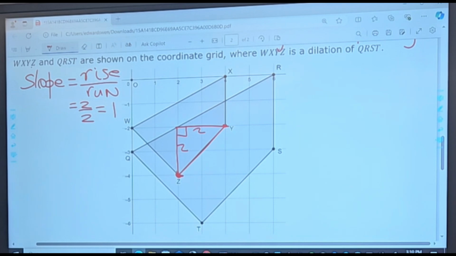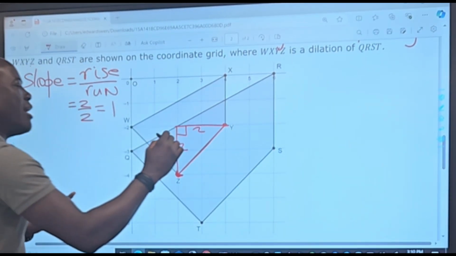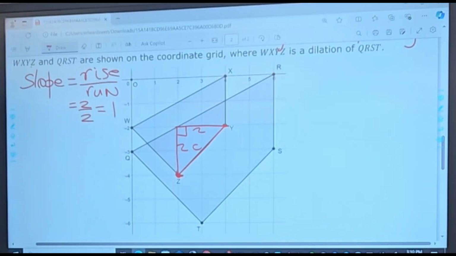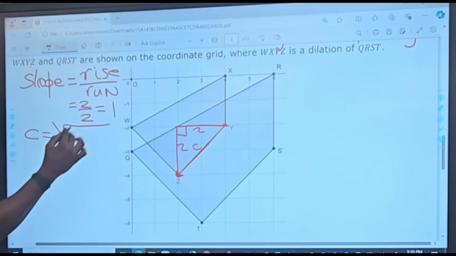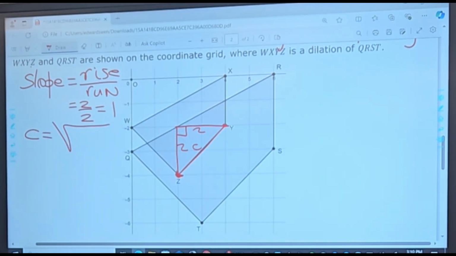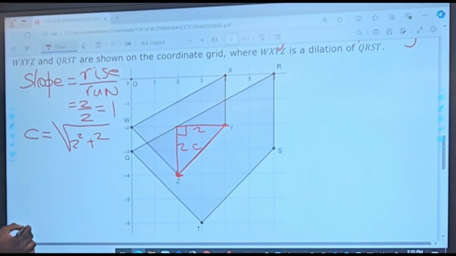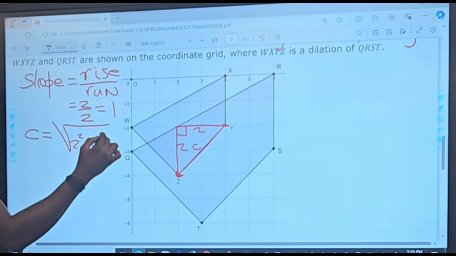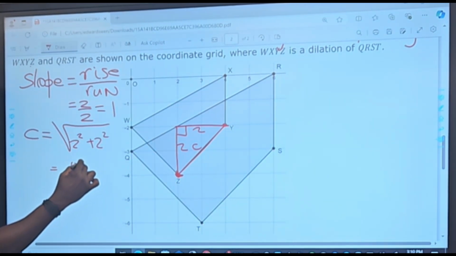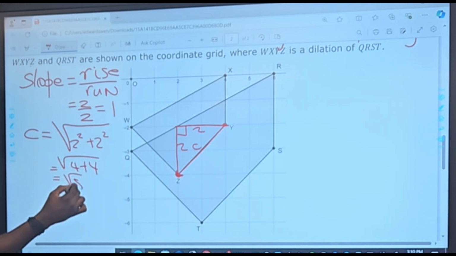When you're ready to find the distance now from Y to Z, let us call this C. Remember that Pythagoras theorem right here. We can find C by taking the square root of the numbers from my rise over run. So it's going to be the square root of 2 squared plus 2 squared. What do we have there? 2 squared plus 2 squared is going to give me 4 plus 4. So we do have the square root of 8.